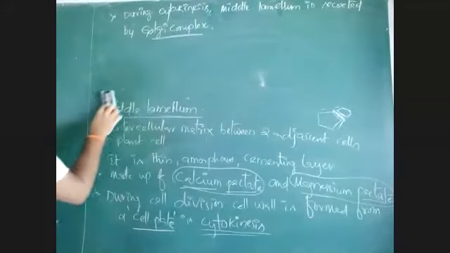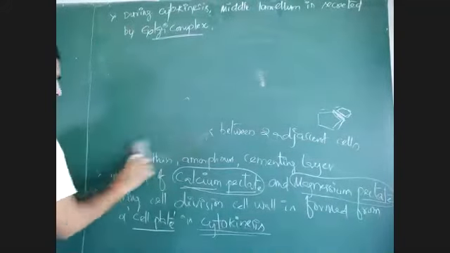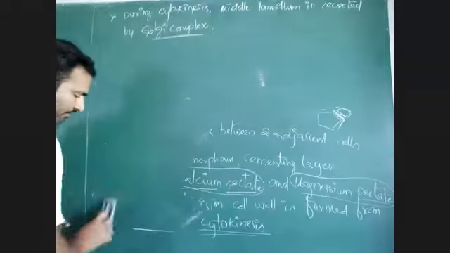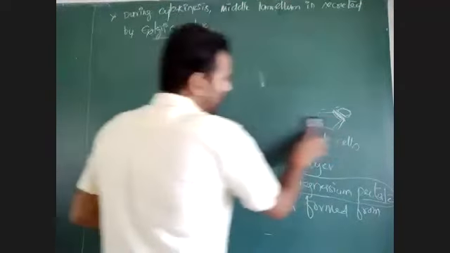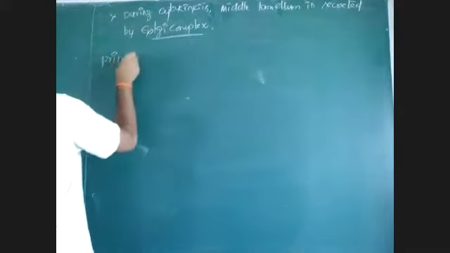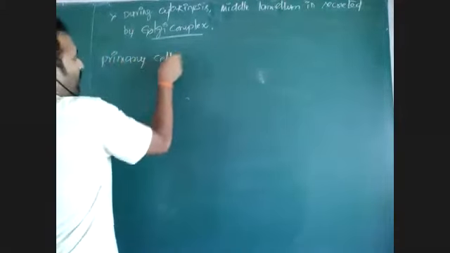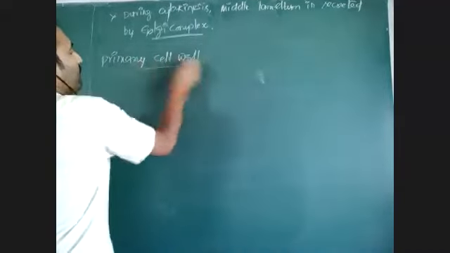Then the wall layers of that cell wall. The cell wall is made up of three layers, right? Among them, the first one is the primary cell wall. The primary cell wall is the outermost layer of the cell wall, present just inside the middle lamella.